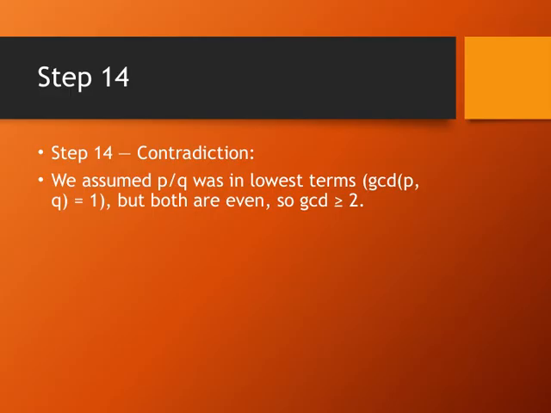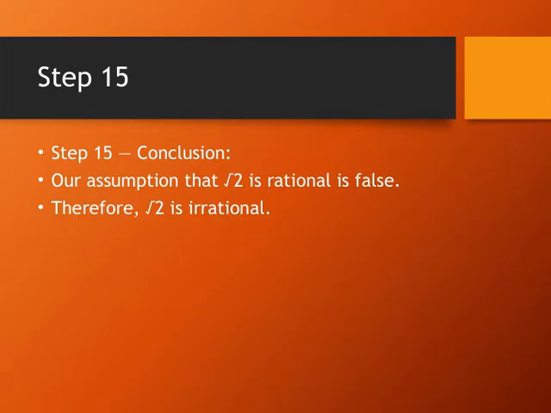Now, for step 15, the conclusion. Here, we see that our initial assumption that square root 2 is rational actually turns out to be false. This is a crucial point because it shows that our earlier hypothesis doesn't hold up under scrutiny.